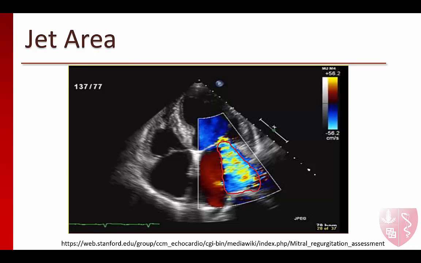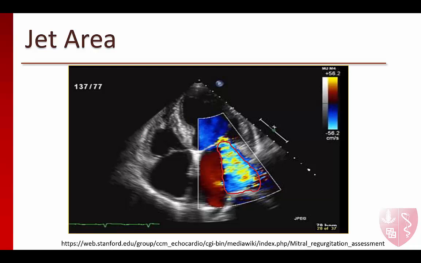Jet area is another way we use color flow to help determine MR severity. It is performed by tracing a line around the color flow regurgitant jet, and the computer software will calculate an area. Unfortunately, there is a poor correlation between jet area and MR severity. This is especially true for eccentric jets and is due to several factors.